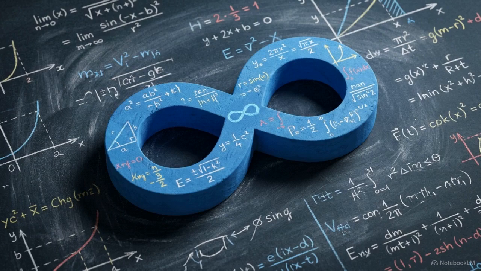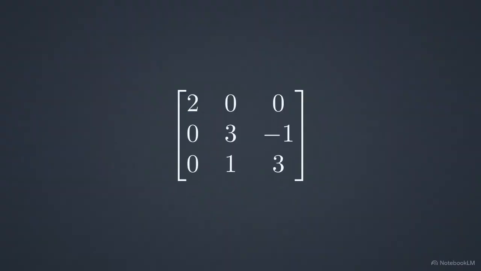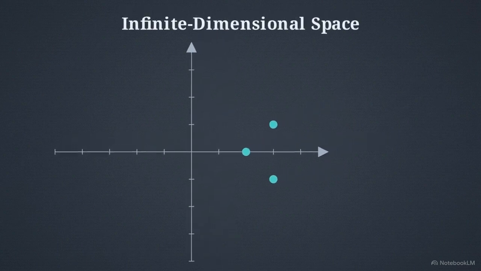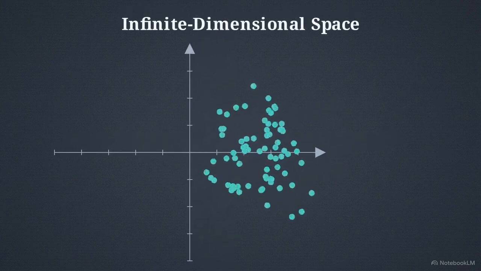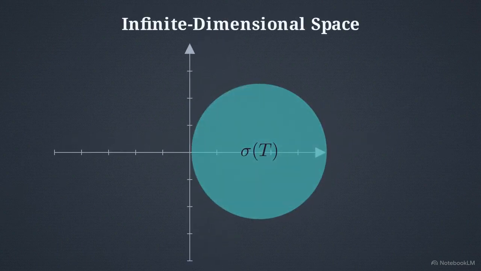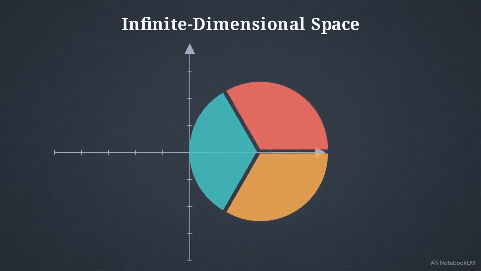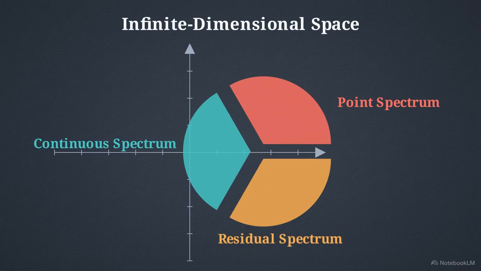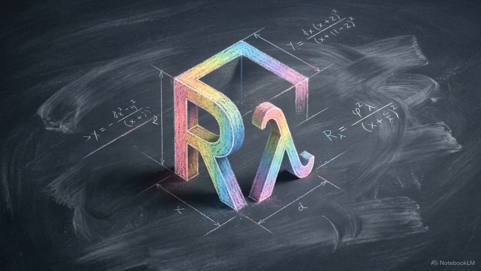How do mathematicians study infinitely many possible values of a linear operator? Look at this standard matrix. It has 3 distinct data points, eigenvalues. Expanding to an infinite dimensional space, those points smear into a continuous region. We break this region into 3 zones defined by Kreyszig: the point, continuous, and residual spectra. To do this, we need to master a tool called the resolvent set.